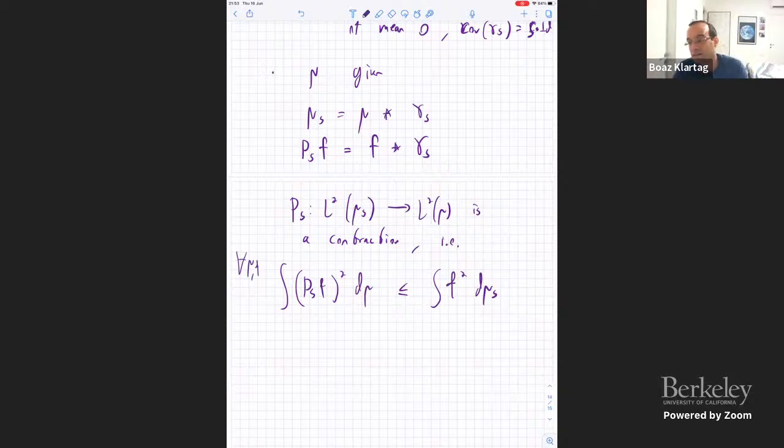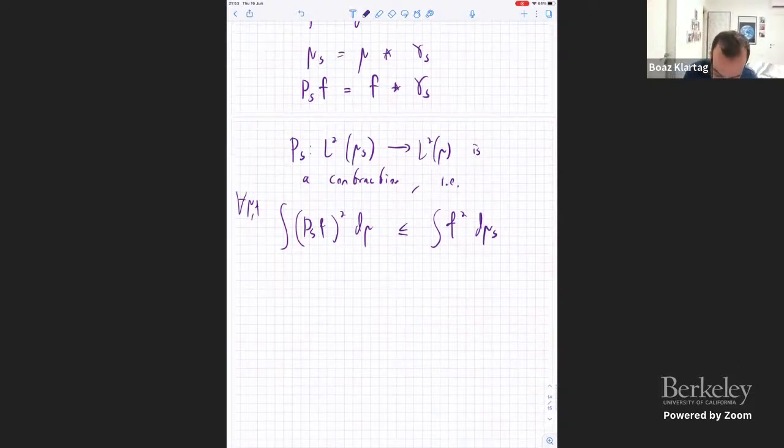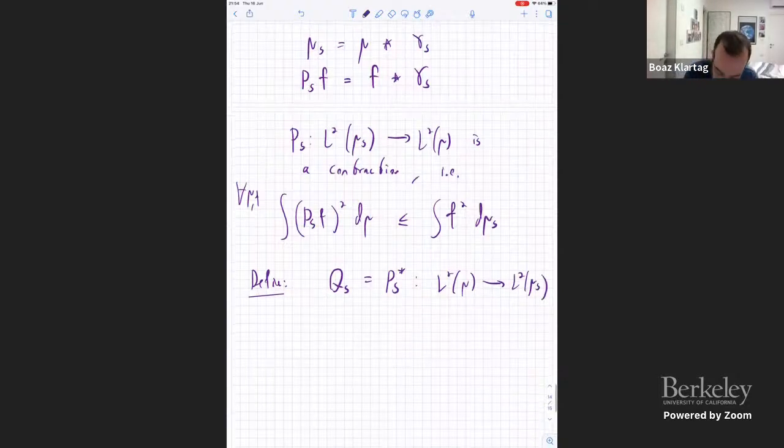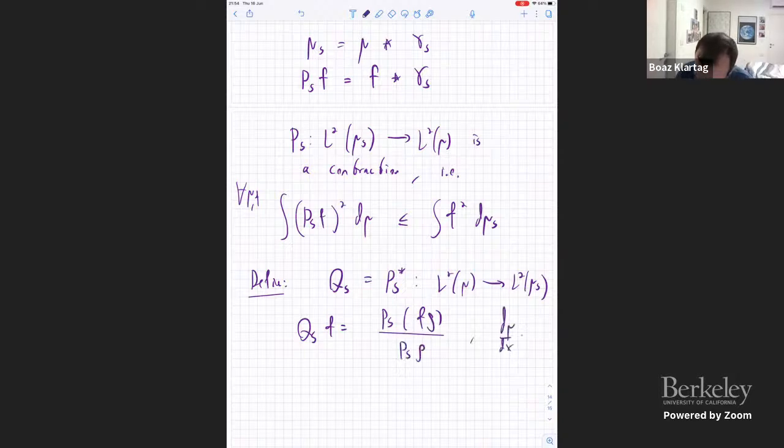In functional analysis, people just dualize whatever they see. So let's dualize PS. Let's look at the adjoint operator. We define QS to be the so-called adjoint operator from L2 of mu to L2 of mu S. It's not that mysterious. It's actually a very simple thing. QS of F is just PS of F rho divided by PS of rho. It's a very simple formula. Rho, let me remind you, is the density of your measure mu. So that's some operator.